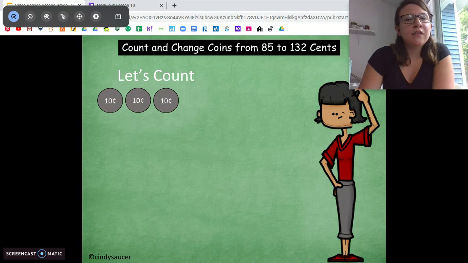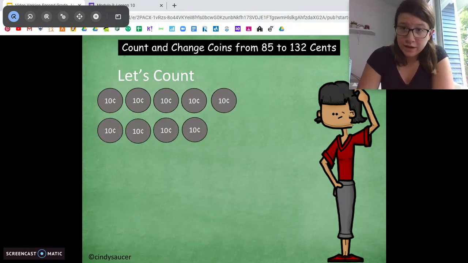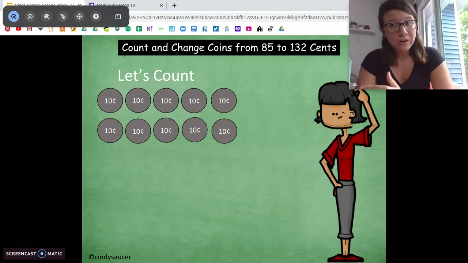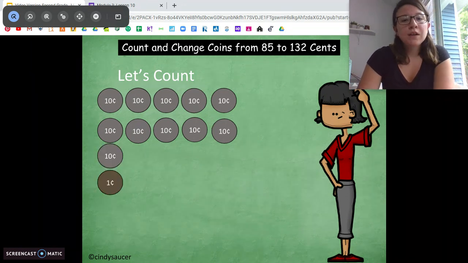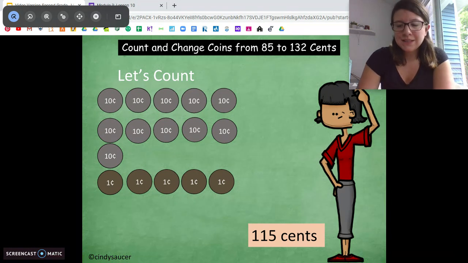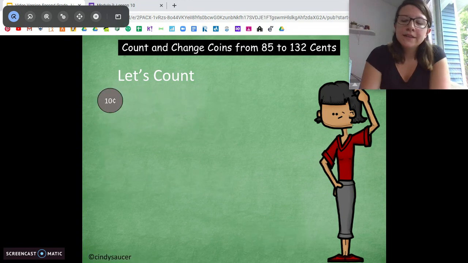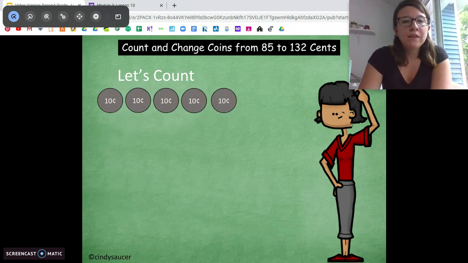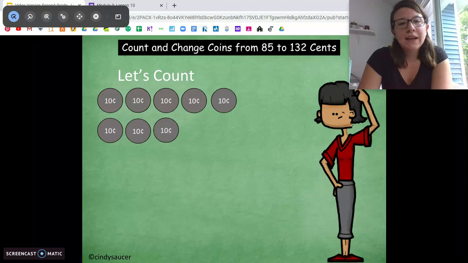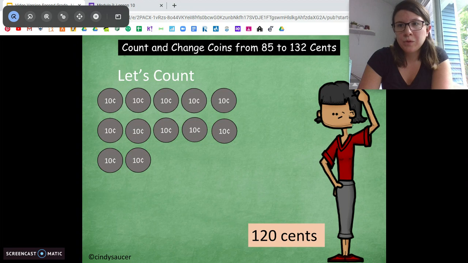10, 20, 30, 40, 50, 60, 70, 80, 90, 100, which is also equal to $1. 110, 111, 112, 113, 114, 115, 115 cents. Do we have enough to exchange for a dime? Nope. All right, let's count again. 10, 20, 30, 40, 50, 60, 70, 80, 90, 100, 110, 120, 120 cents. Easy peasy, no extra ones on that one.